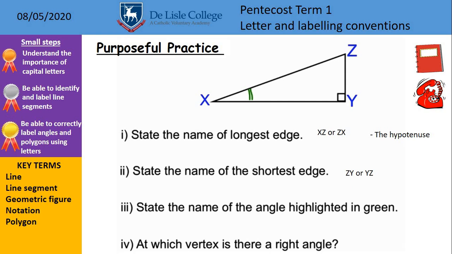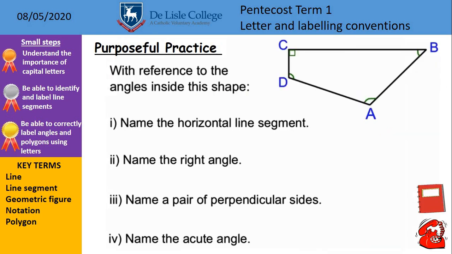The angle highlighted in green. Again, because it's an angle, we need 3 letters. The middle letter is the vertex it is at. That's an X, so we will go either ZXY or YXZ. And at which vertex is there a right angle? It's the one we mentioned earlier, vertex Y. If you want to, you could call that XYZ or ZYX. Okay, next set. Horizontal, CB or BC. Right angle, BCD or DCB.